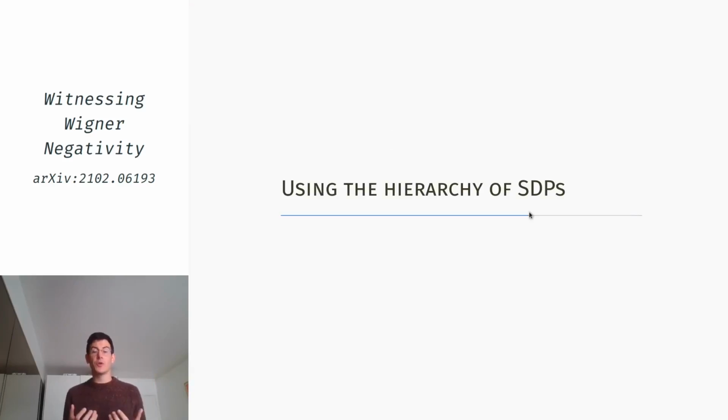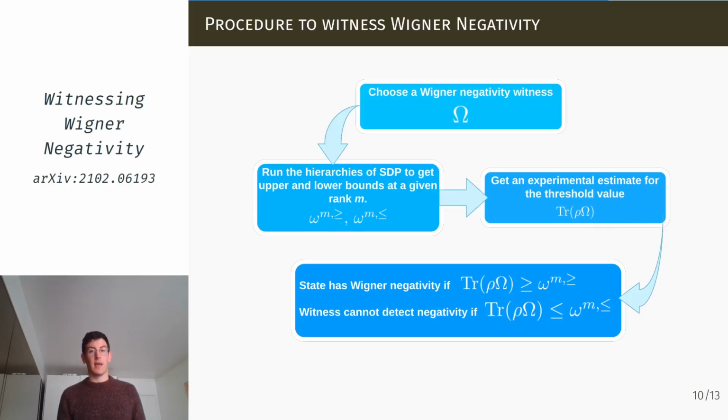So now, how to use this hierarchy of SDPs? A procedure to witness Wigner negativity experimentally is, first you choose a Wigner negativity witness, and in the paper we have a discussion on the heuristic to choose a good witness. Then once you choose this witness, you run the hierarchies of SDPs to get upper and lower bounds at a given rank, and you try to have the rank as high as possible.